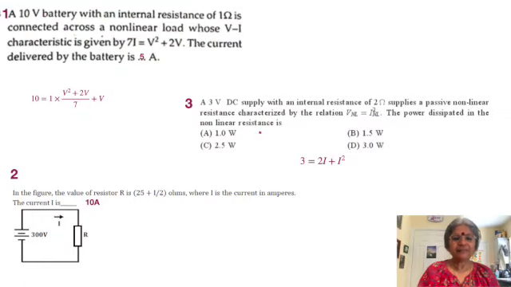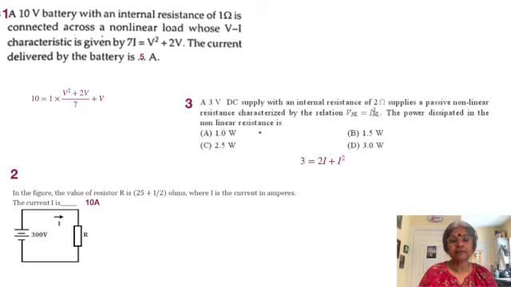Moving on to a third problem, a similar one. This was a recurring question in the GATE contest. No figures are given. A 3-volt DC supply with an internal resistance of 2 ohms, so 3 volts with an internal resistance of 2 ohms in series with it, supplies a passive nonlinear resistance characterized by the relation V_NL = I_NL². So the voltage is proportional to the current squared. The power dissipated in the nonlinear resistance is asked.